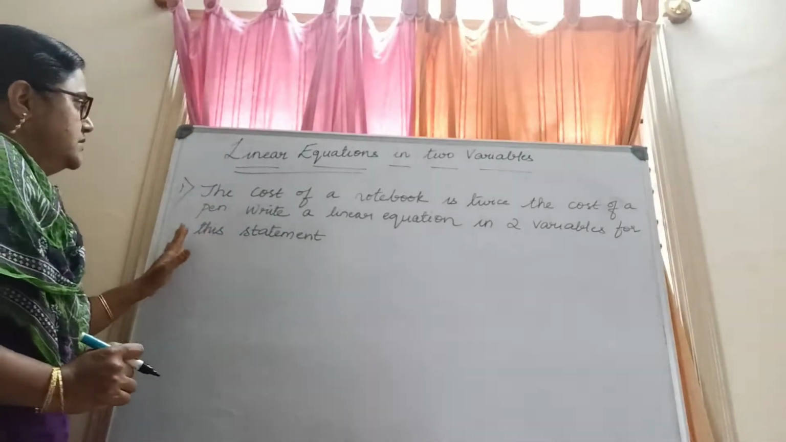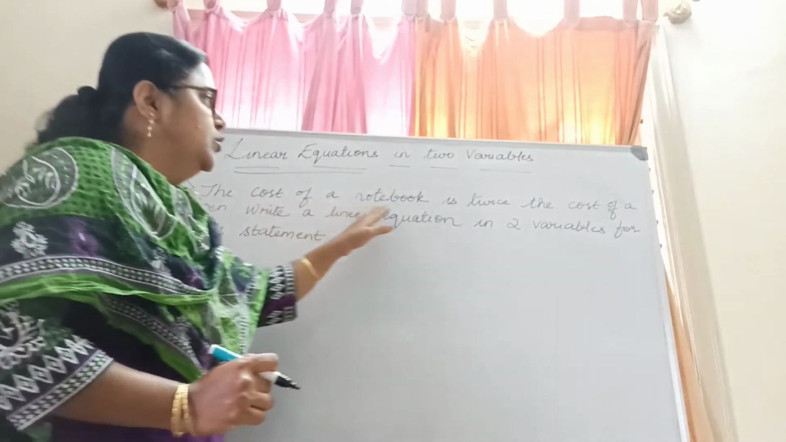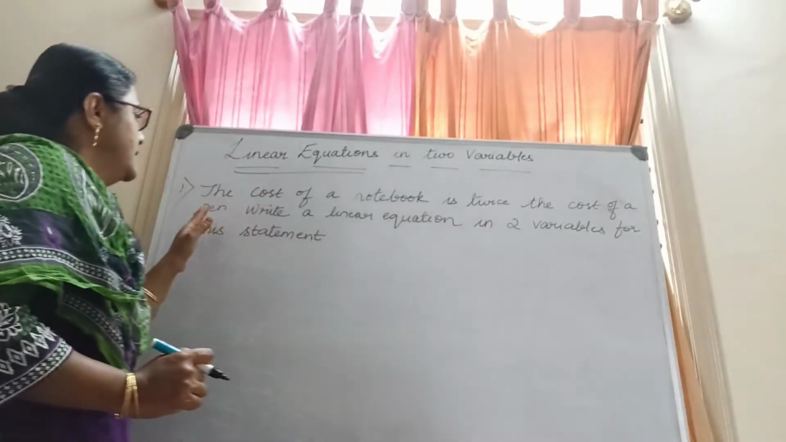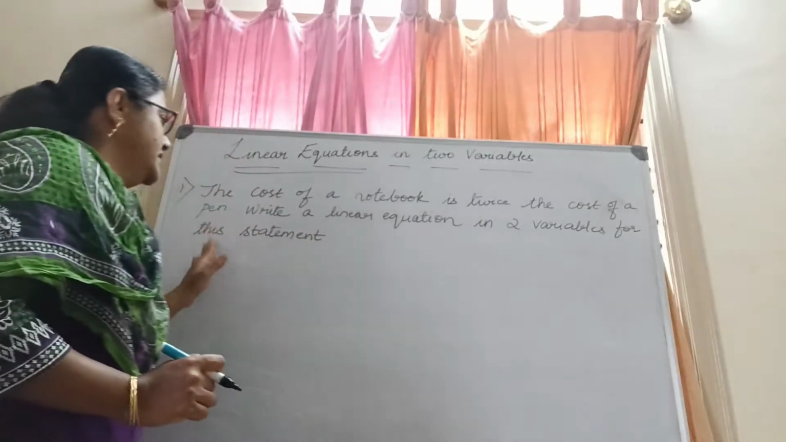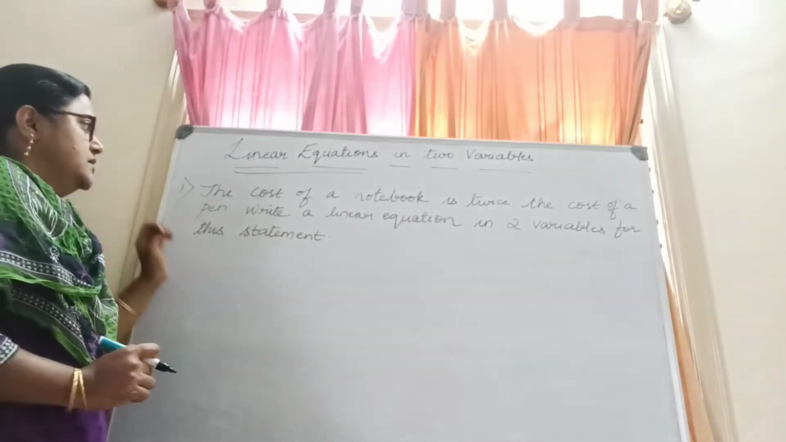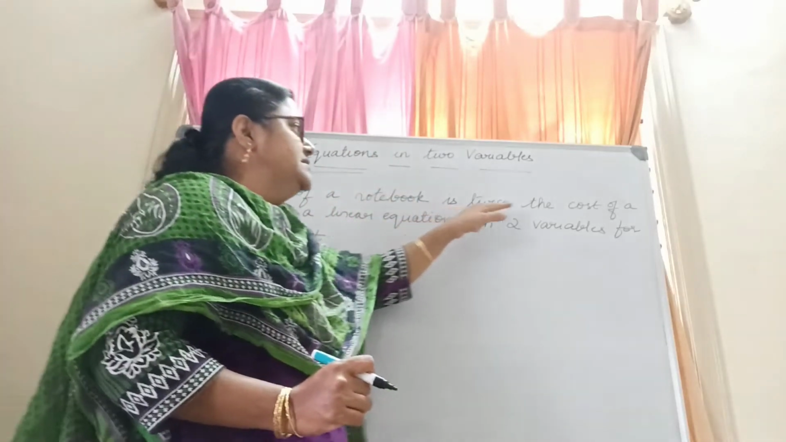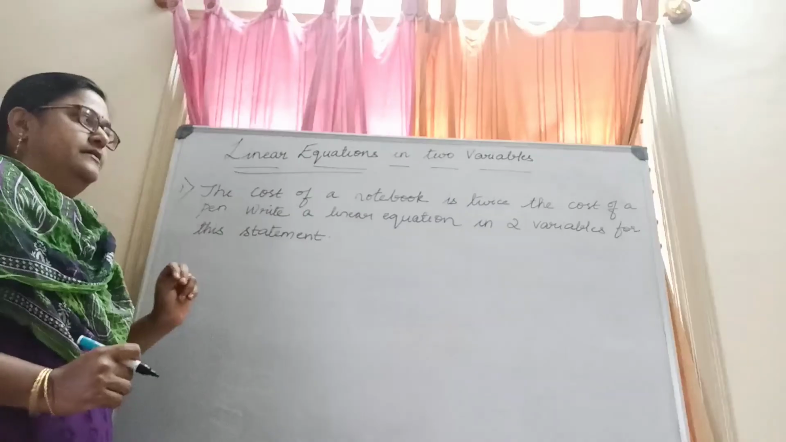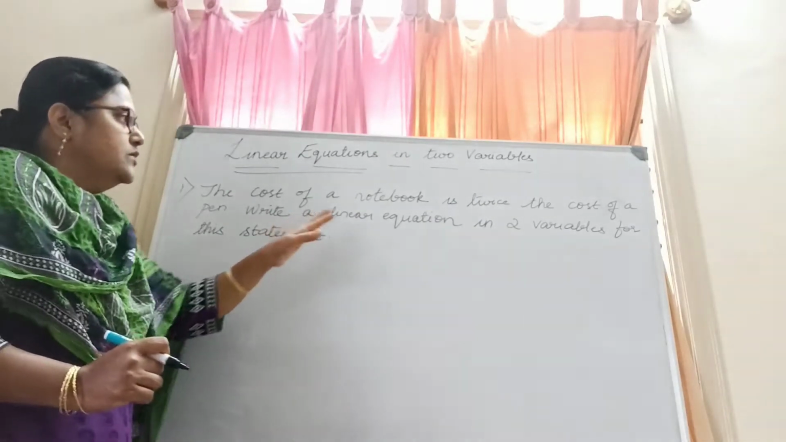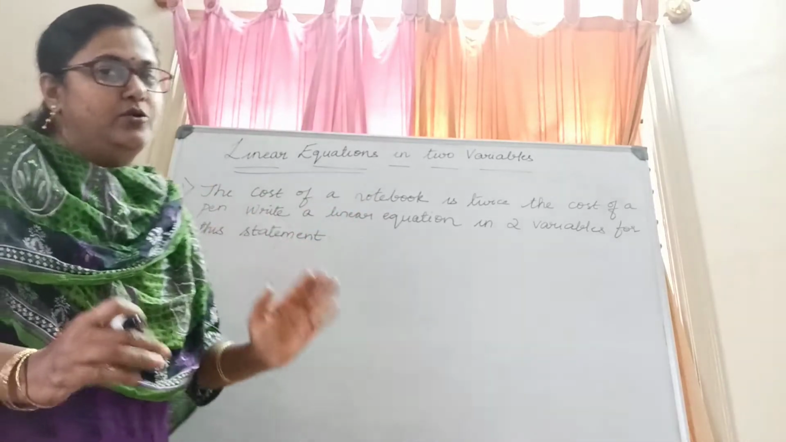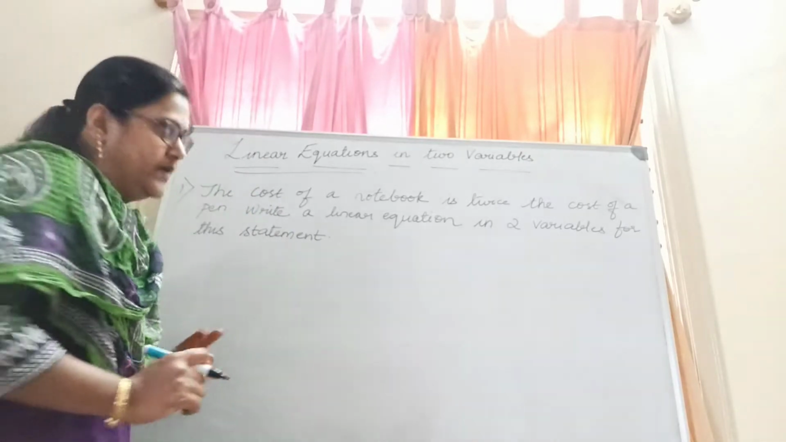Okay. This question is from your exercise, the first exercise. The cost of a notebook is twice the cost of a pen. Write a linear equation in two variables for this statement. Okay. So the question is the cost of a notebook, there is one notebook, is twice the cost of a pen. Do you know what is the cost of the notebook here? No, we don't know. Do you know what is the cost of the pen? That also is unknown. So let us assume two variables for these two unknown values.